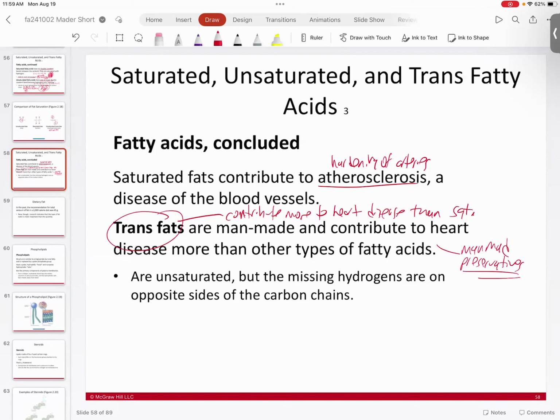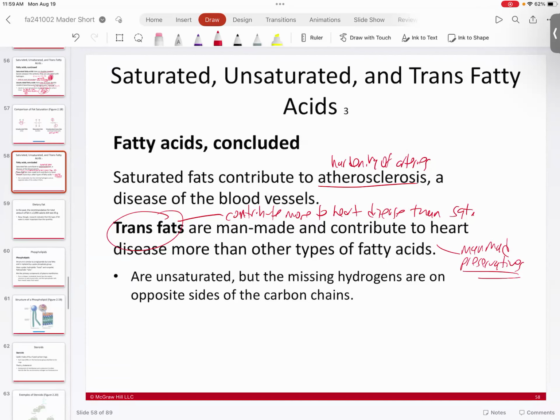So all labels are required to report trans fats in their products. So they have to. They don't have a choice.